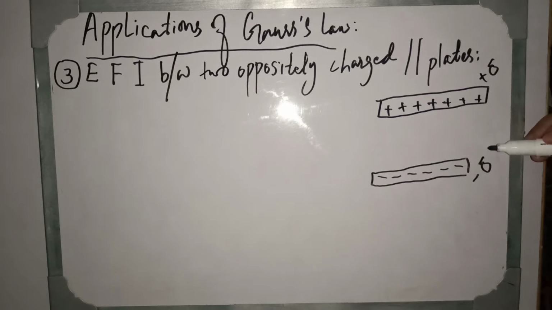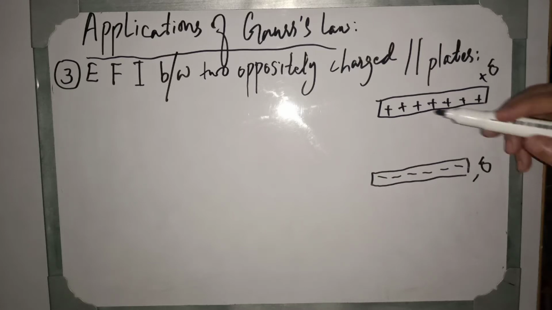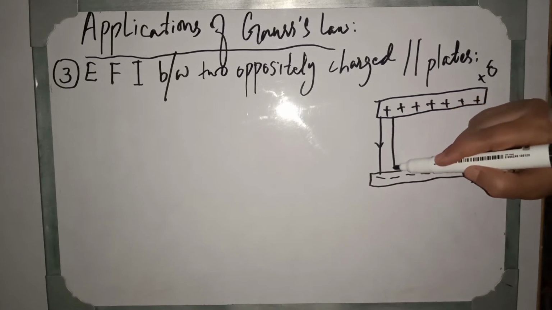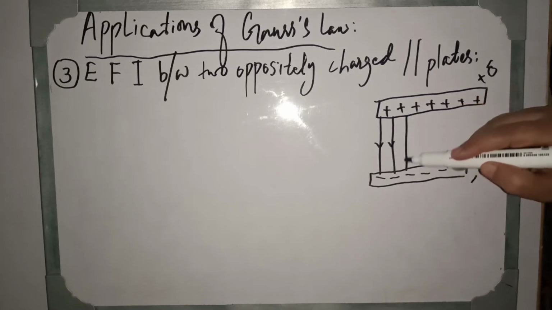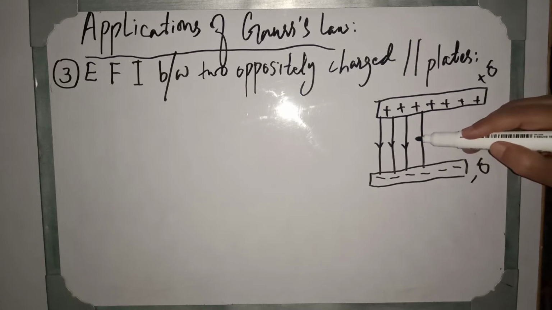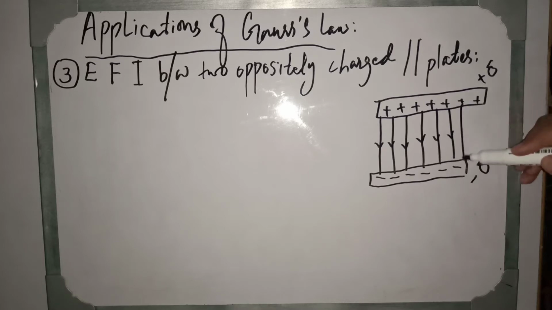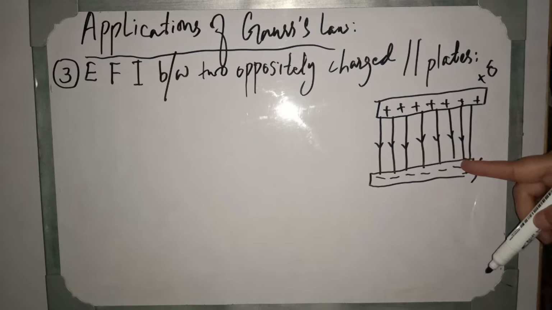These plates are assumed to be of infinite length in order to avoid the fringing field at the ends. So under this condition, the field intensity will be uniform. Uniform means the lines of intensity will start from the positive plate and move towards the negative plate like this. So a uniform electric field will be set up between these two plates in this way.